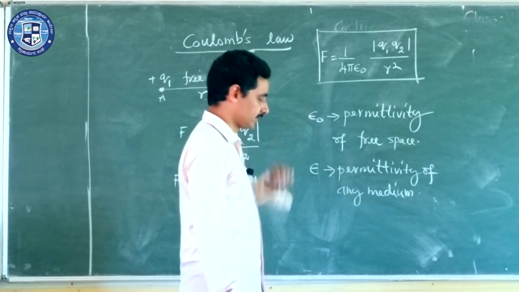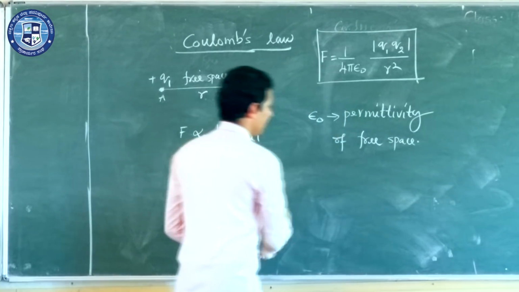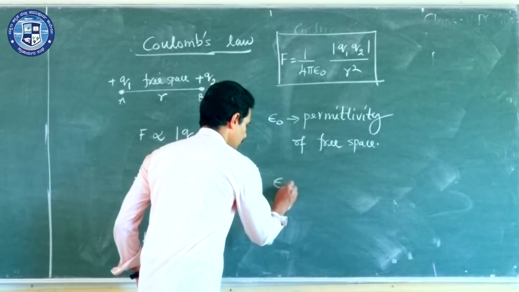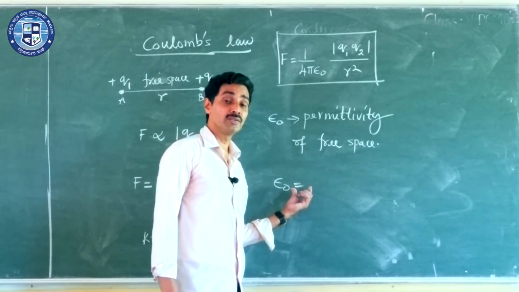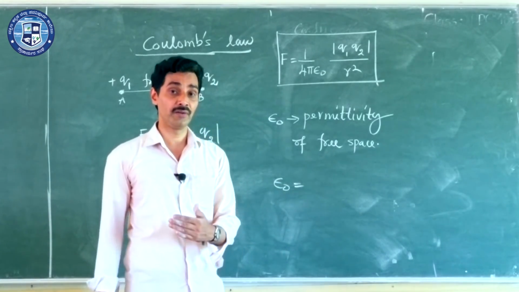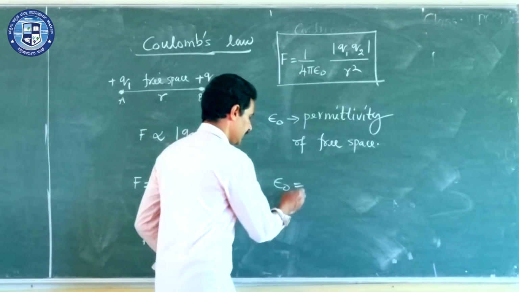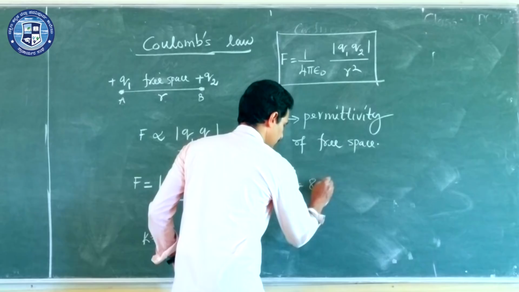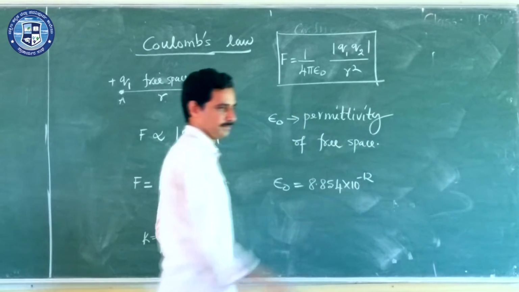And what is the value, sir? I rub this one because we are concentrating on free space. The value of epsilon naught, you have to remember this value. Of course, you need not remember the permittivity of all the media. For air or free space, you have to remember. Epsilon naught is 8.854 into 10 to the power minus 12.